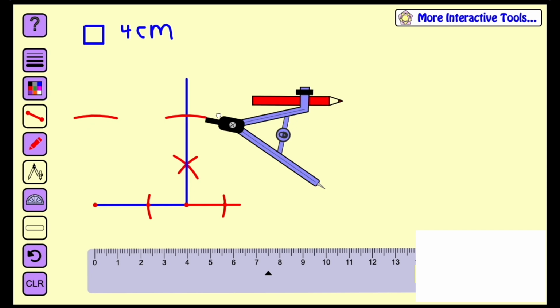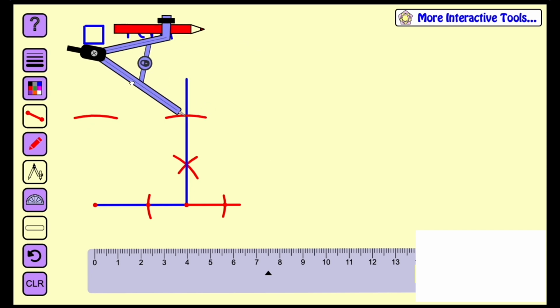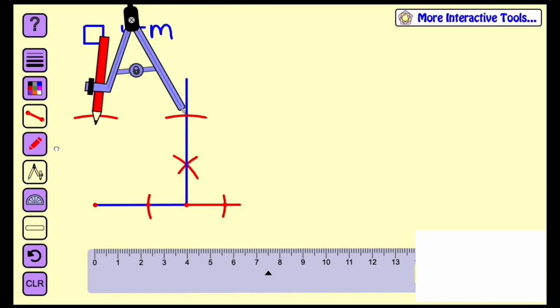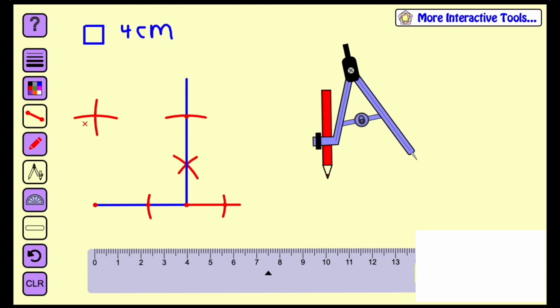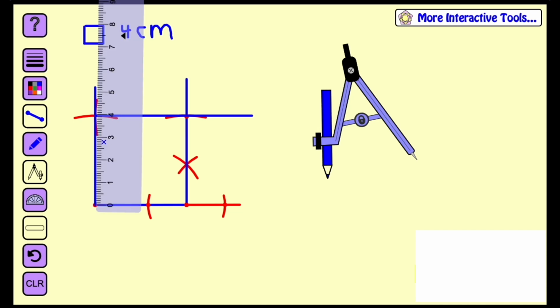I'm going to create one final arc by taking the compass to the very top and rotating it around so that we create an arc that intersects with the top left arc. Where these two arcs intersect will be where the two sides of our square meet. The last step is to draw the sides of our square by going through our arcs. And now we have our square that has side lengths of 4 centimeters.